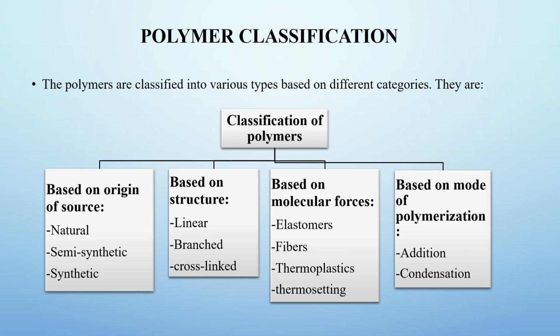So, polymer classification. These polymers are classified into various types based on different categories. The classification of polymers is as follows. Based on their origin or source, they are classified as natural, semi-synthetic and synthetic. Based on structure, they are classified as linear, branched and cross-linked. Based on molecular forces: elastomers, fibers, thermoplastics and thermosetting. And based on mode of polymerization: addition and condensation.